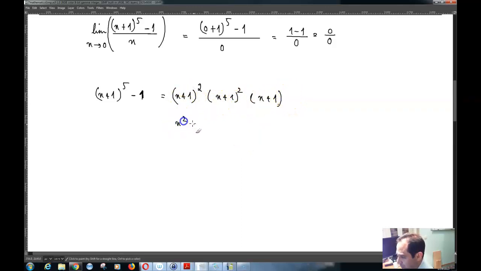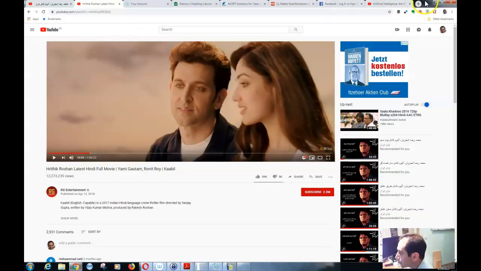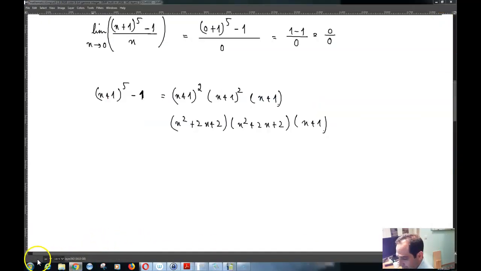And then this is x squared plus 2x plus 2. And this is x plus 1. I'm not sure if this is the best way to solve this problem, so let me check. Well, as I mentioned, this is actually not the best way to solve this problem. So usually there is a point in these exercises, and the point is usually not to do so much calculation.